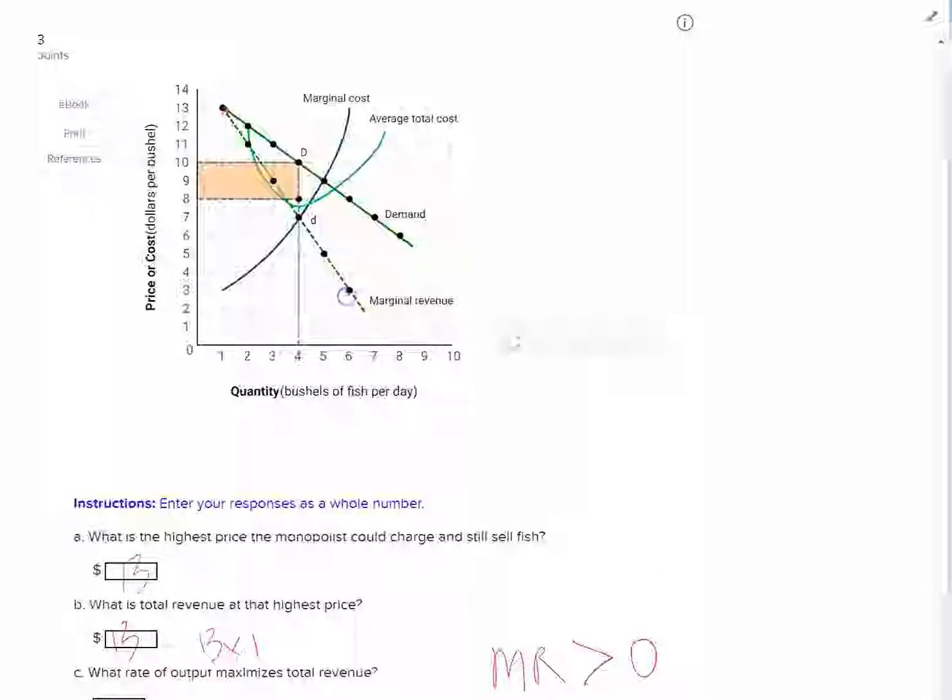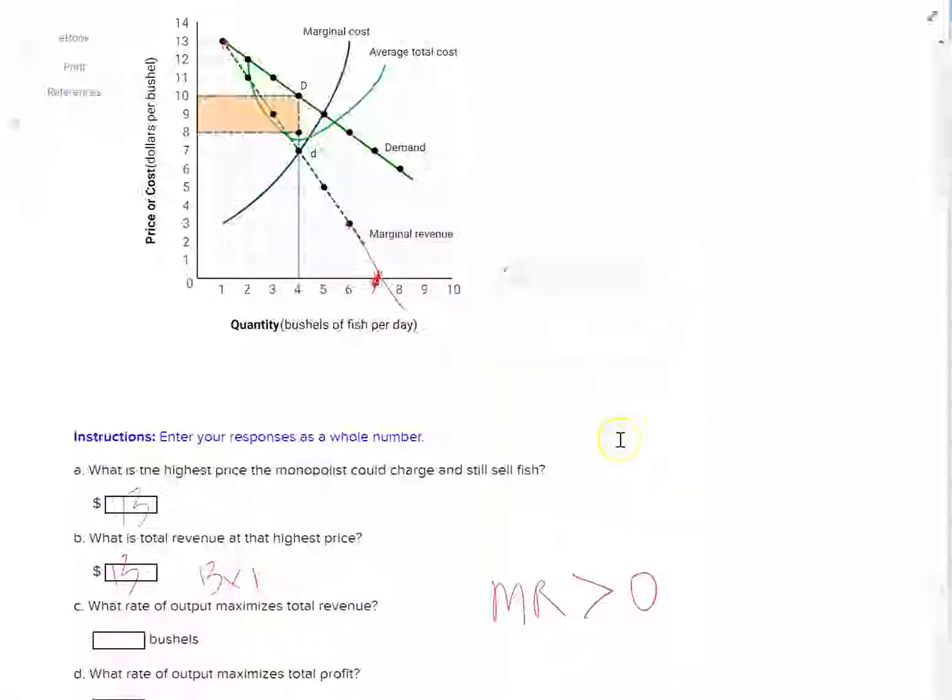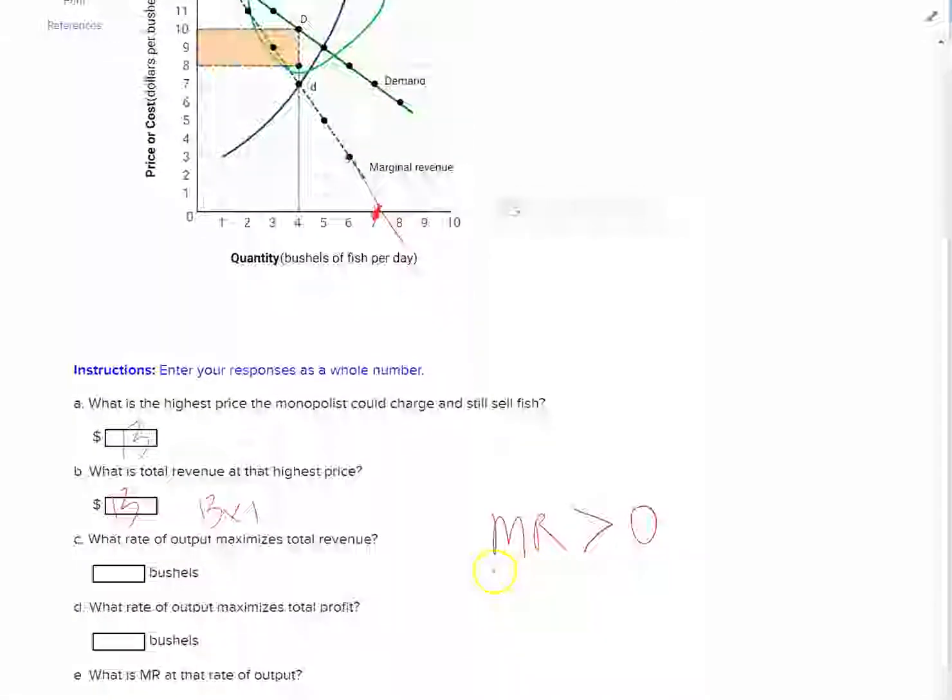And so it's a little hard to see here, but if we kind of extend that line down there, we can see that total revenue maxes out at 7 bushels. If my line were better there. So it's still positive. At the point that it crosses over that line, it becomes negative and it starts to eat into those total revenues. Therefore, we maximize it where it's greater than 0.